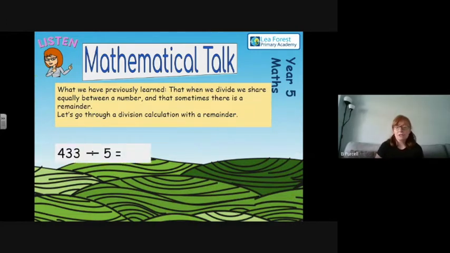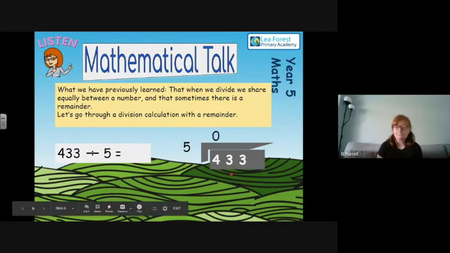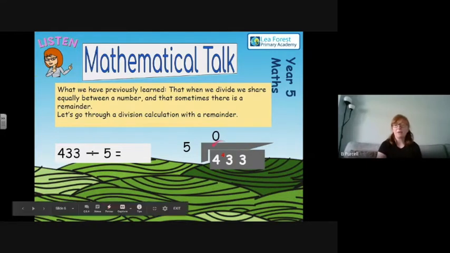So 433 divided by 5. Okay, so I'm going to talk us through this because I know some of you have got this and you understand completely, but some of you asked for me to go over it again, so I'm going to do the talk bit slowly and then I'll go over to you. So 4 divided by 5, I can't do, so 0. And I'm going to carry my 4 across. So I know my 5 times table, but if I don't, then I can use my fingers or however I want to work it out.